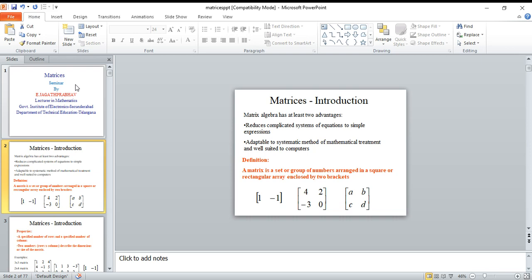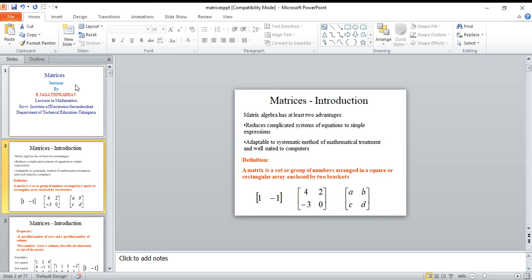the definition of a matrix. A matrix is a set or group of numbers arranged in a square or rectangular array enclosed by two brackets. Example: 1, minus 1, 4 2, minus 3 0. Here the horizontal lines are called rows. That means in the example, 4 2 is the first row and minus 3 0 is the second row.